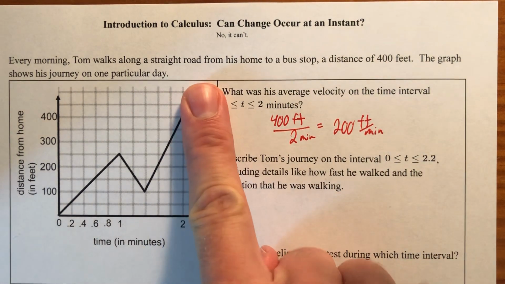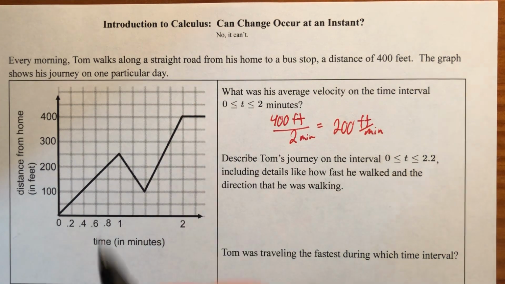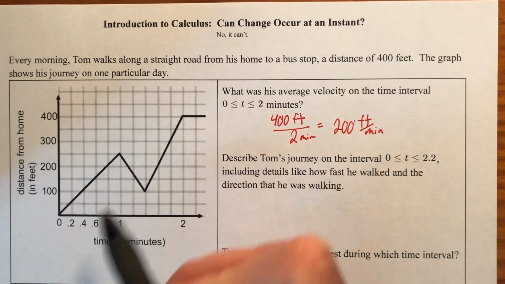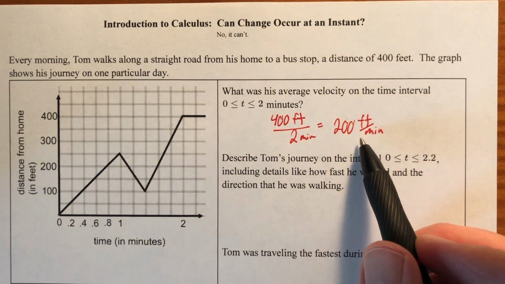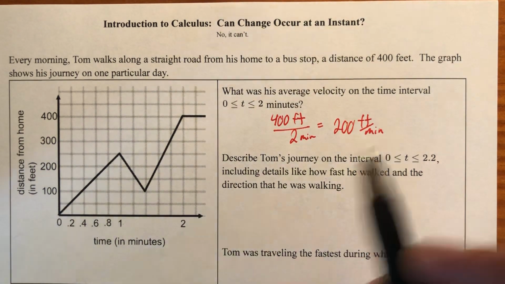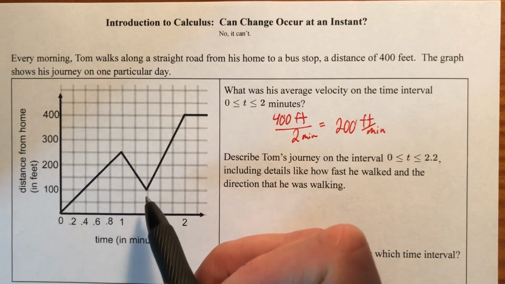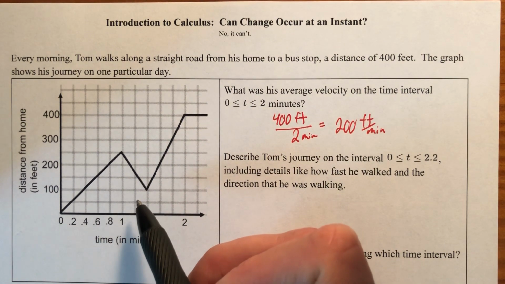I'm not counting this, that's beyond 2 minutes. But at one point he was being counterproductive. But it took him 2 minutes to go 400 feet. So 200 feet per minute. He went even further on foot. And that's going to come in really handy in a few units.